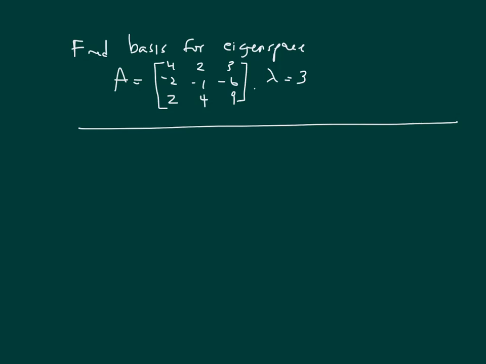Here we're given that A is a 3 by 3 matrix with the eigenvalue equal to 3, and we're asking to find the basis for the eigenspace. Remember, the way that we do that is we're looking for the solution to the equation A minus lambda I times x equals 0. In this case lambda is equal to 3, so we're looking for A minus 3I, and really what that amounts to is taking the entries on the diagonal and subtracting 3.